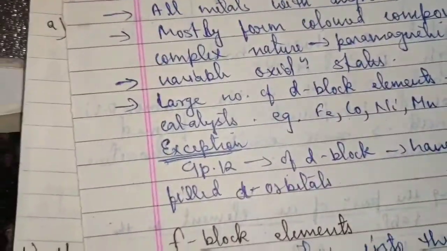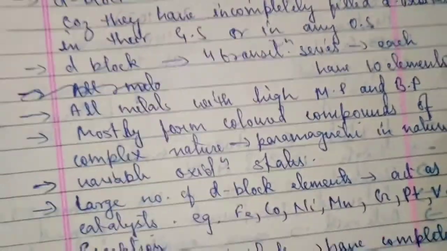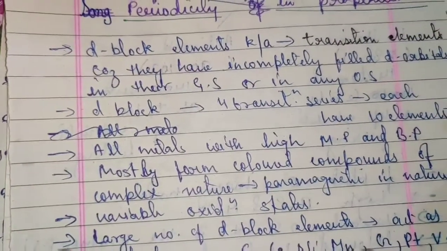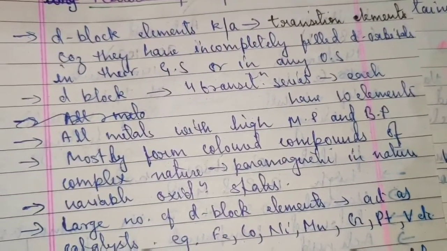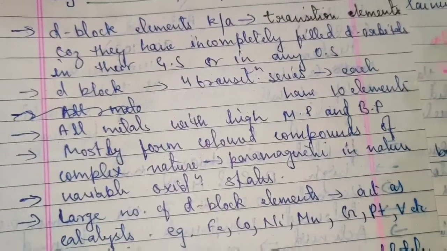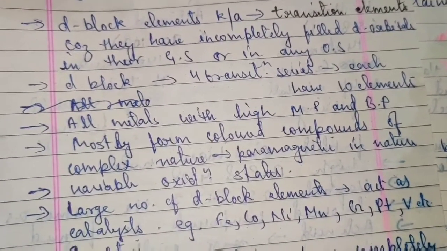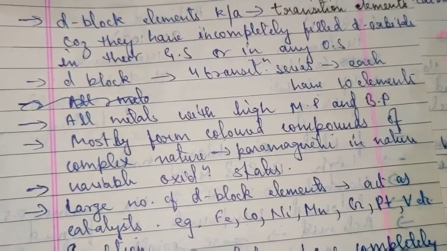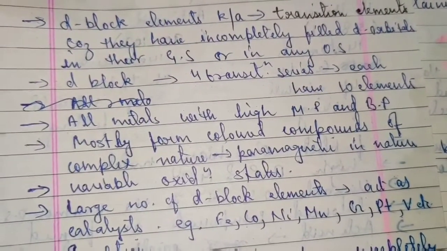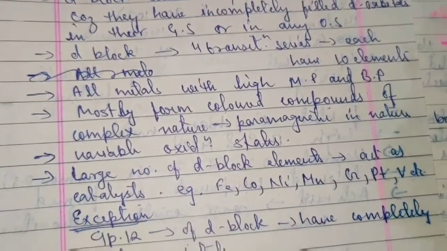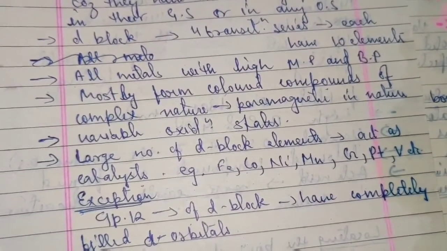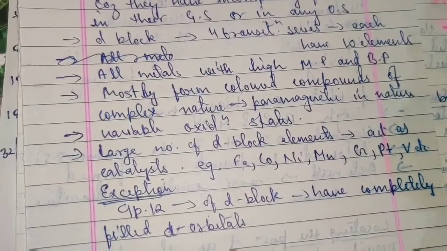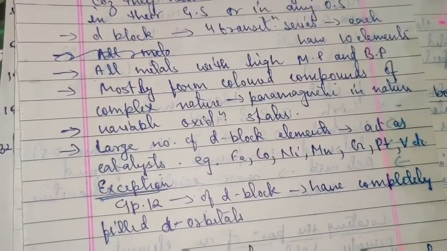So here are some important points also. Before I conclude the session, I would like to discuss with you the important points related to D block elements. So the first point is D block elements are known as transition elements. Why? Because they have incompletely filled D orbitals in their ground state or in any oxidation state. So basically if D block is partially filled in any of the D block element, it is known as transition element. Then D block has 4 transition series, each having 10 electrons. That is 3D, 4D, 5D and 6D.